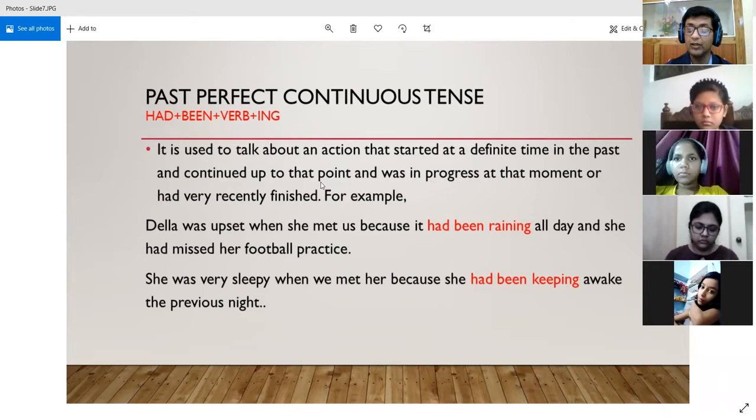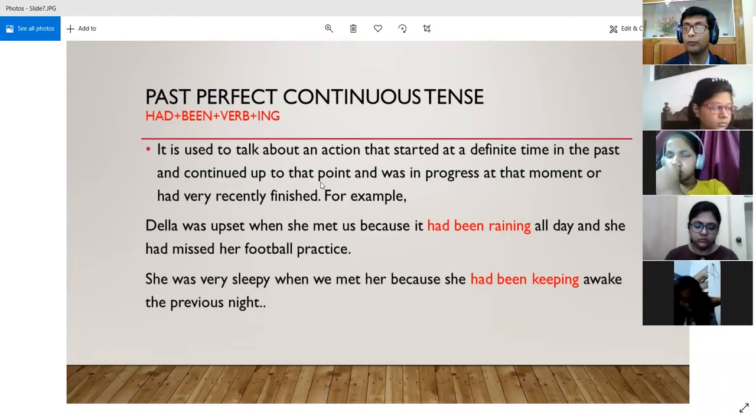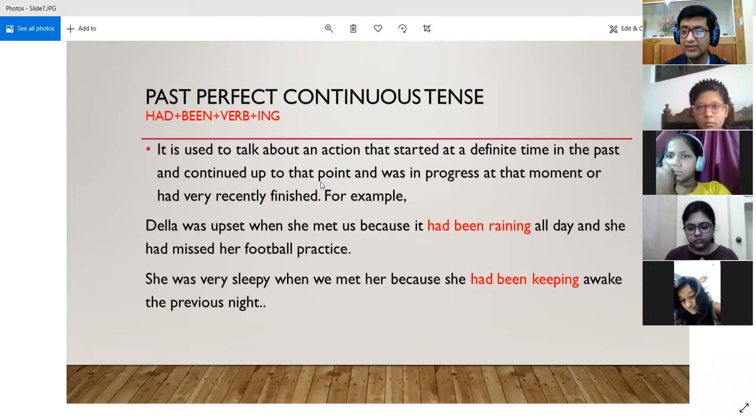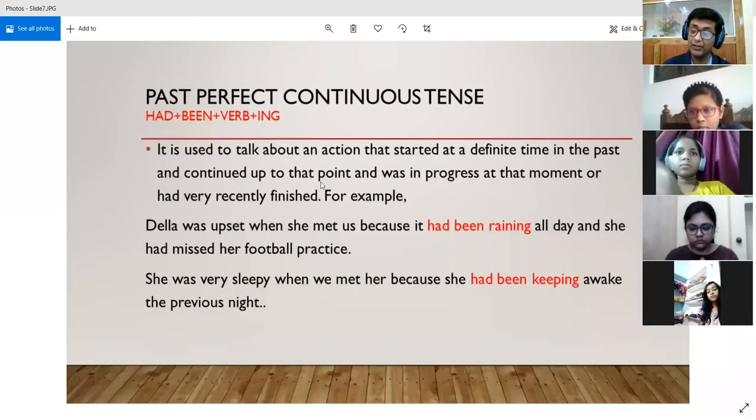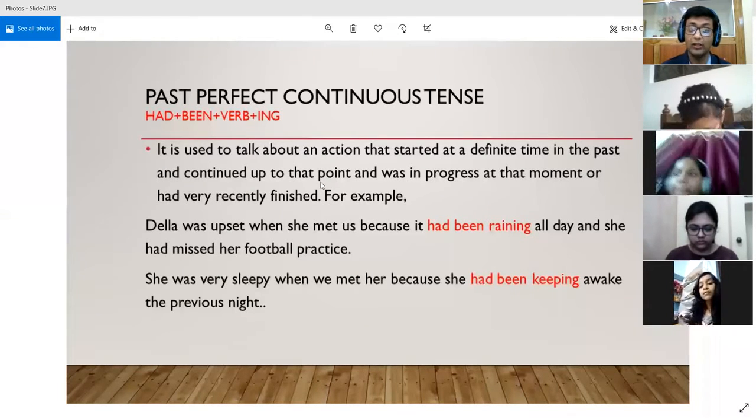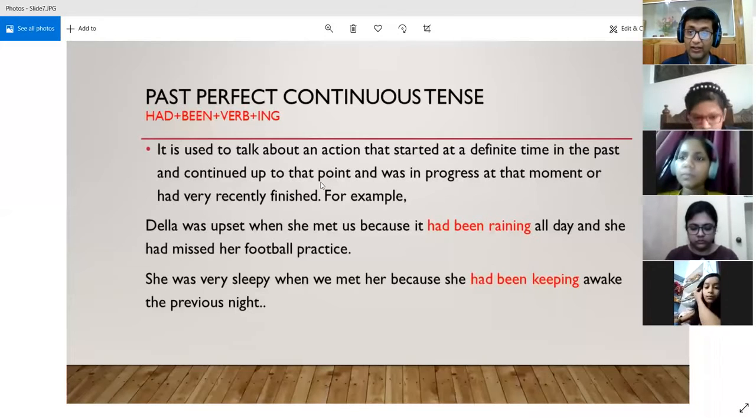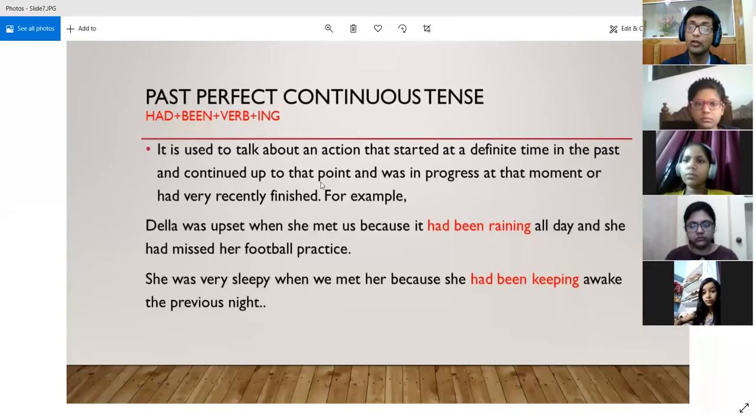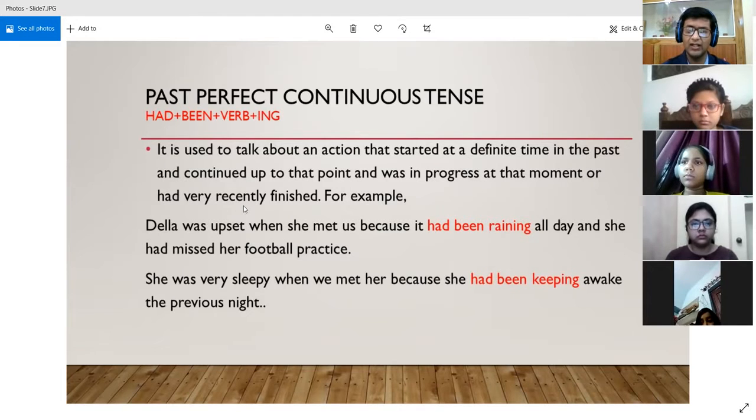So that point here means the point we are talking about, the point that is mentioned in the sentence. If an action started at a definite time and it is going on up to the point that we are discussing, or it was in progress or had very recently finished, it means that it had just finished when we were talking about that. All right, then we are going to use the past perfect continuous tense.